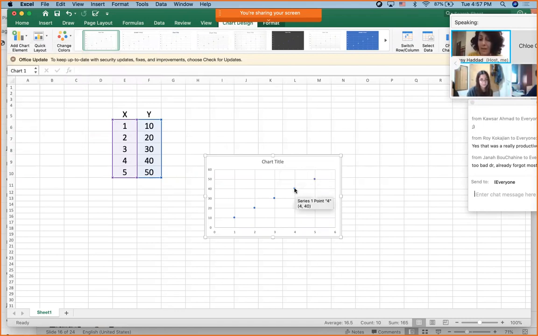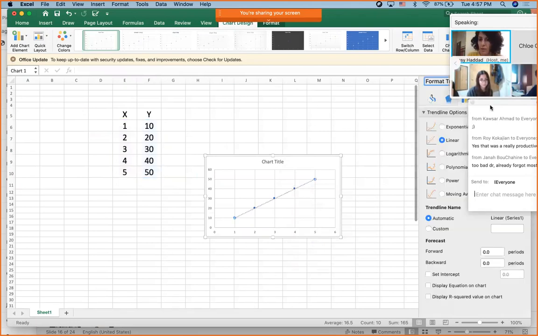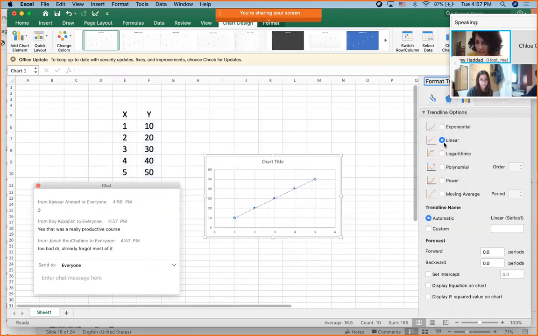Then I'm gonna do right click, add trend line. Trend line means best fit line. And the best fit line here can be linear, exponential, polynomial, anything you want. We're gonna pick linear, and then we're gonna say display equation and display the R squared value.